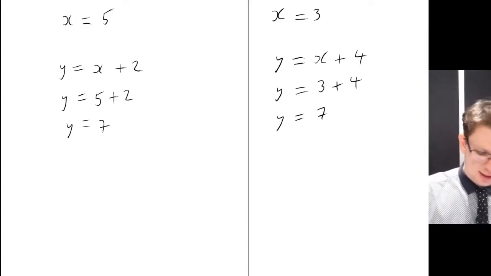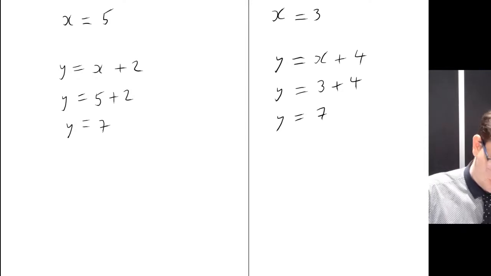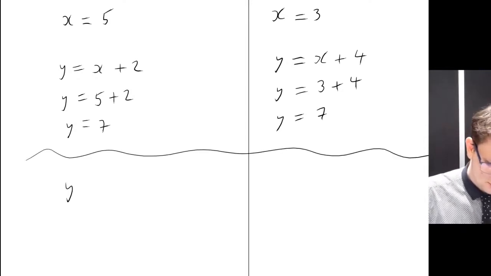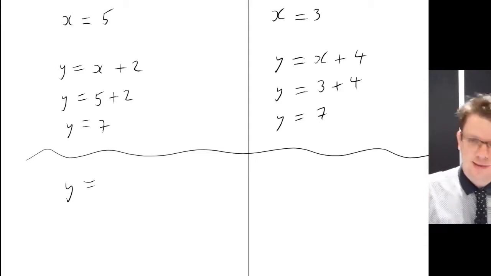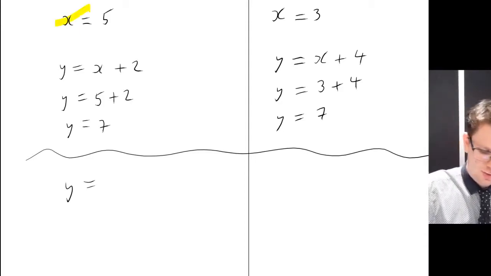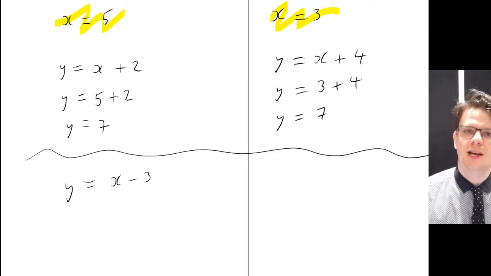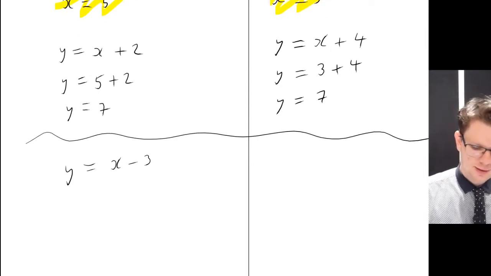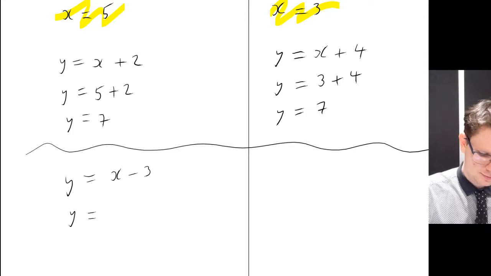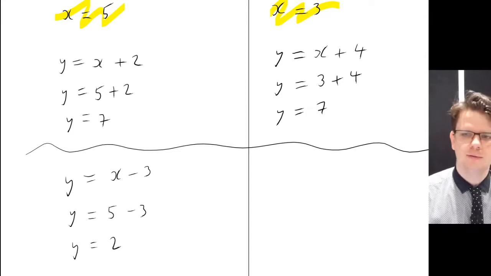So that's one. Let's do a slightly different one. My second equation is going to be, remember, still in my head, x is still equal to 5. And for you guys, it's going to be x equals 3 for a while. Let's go. Y equals x minus 3. Substitute in. Five minus 3, y equals 2.